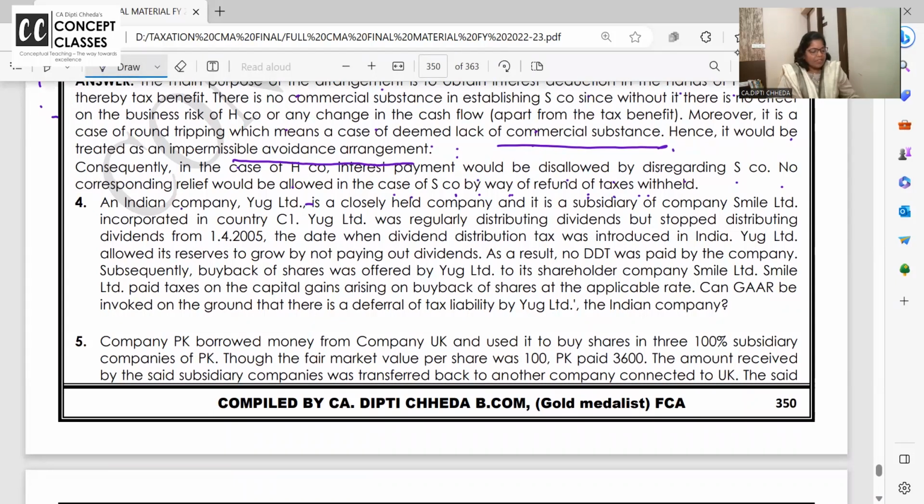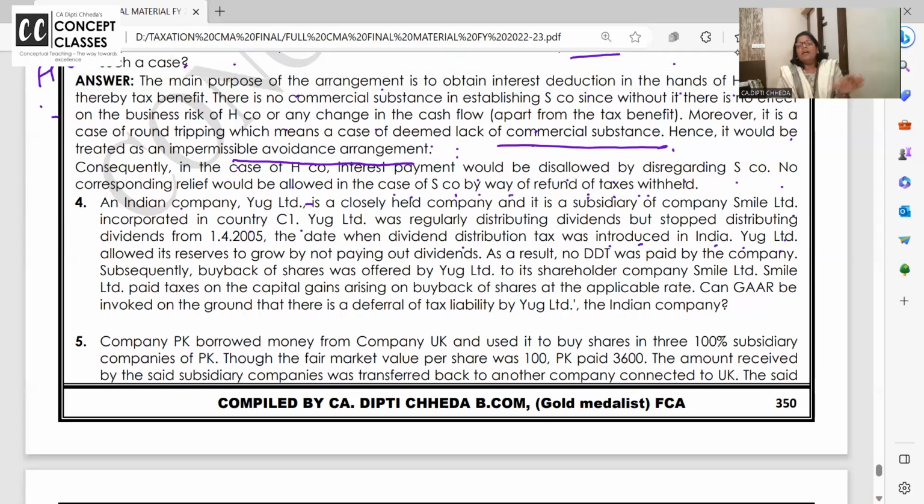An Indian company, UG Limited, is a closely held company, and it is a subsidiary of a company, Smile. You know, closely held company, private company, and it is a subsidiary of Smile Limited, incorporated in country C1. UG Limited was regularly distributing dividend, but stopped distributing dividend when dividend distribution tax was introduced. अभी तो नहीं है, अभी there is no dividend distribution tax in India. 115 पर था. UG Limited allowed its reserves to grow.